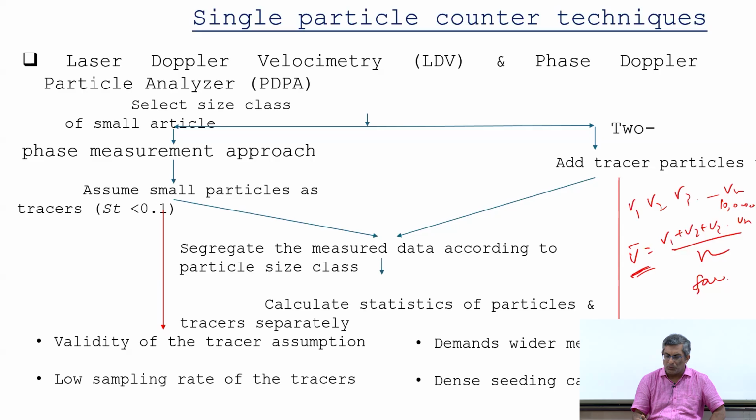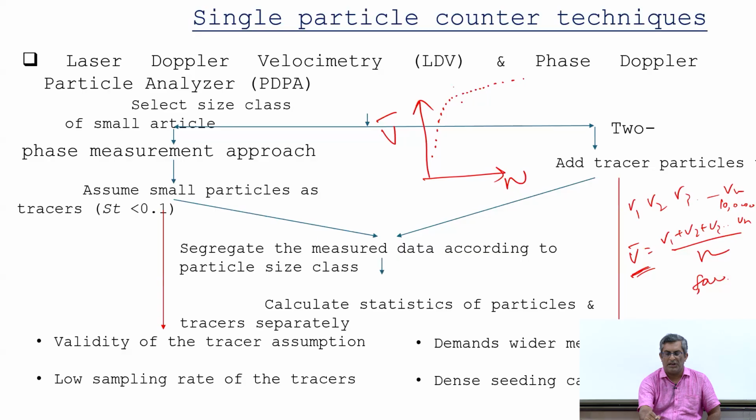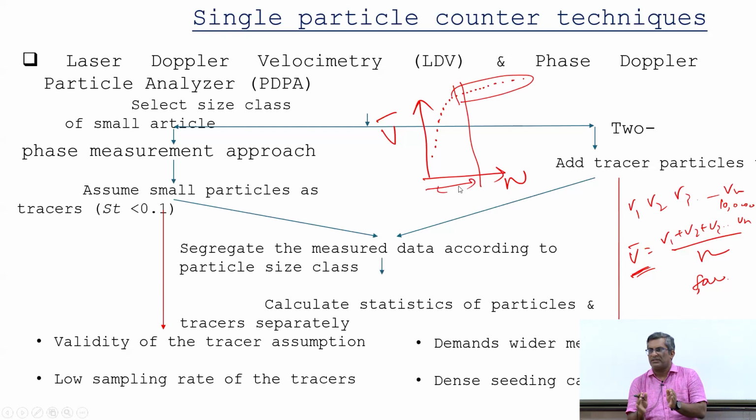So how we do this is that you consider the number of samples and you go on plotting the value of the mean velocity that you get. In this example, let's say you get a trend like this. So this shows that after a certain number of samples, the value does not change much. So then you stop here and you say that, okay, you need this many samples to achieve statistical convergence.